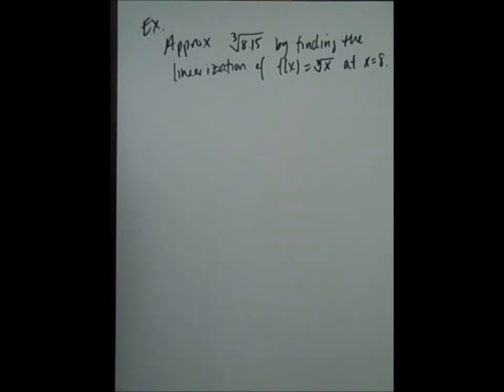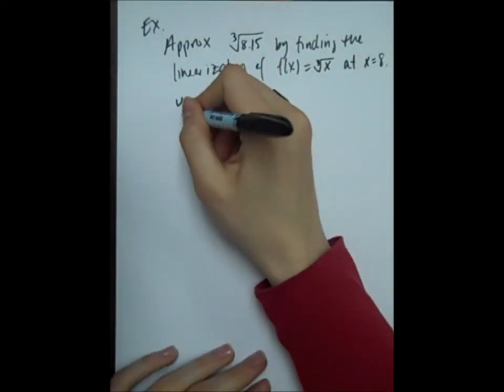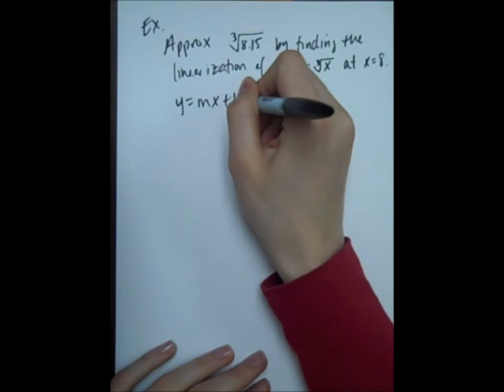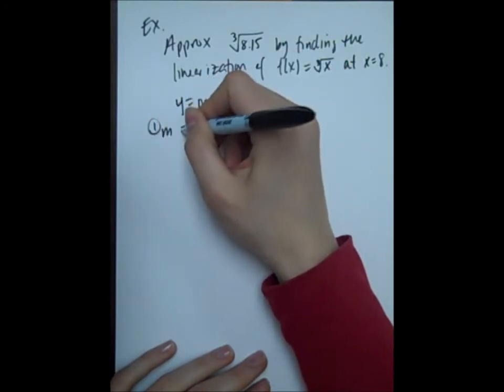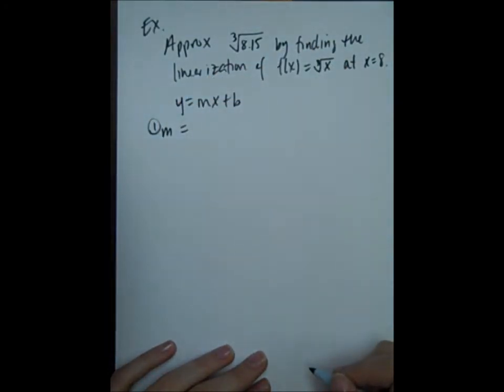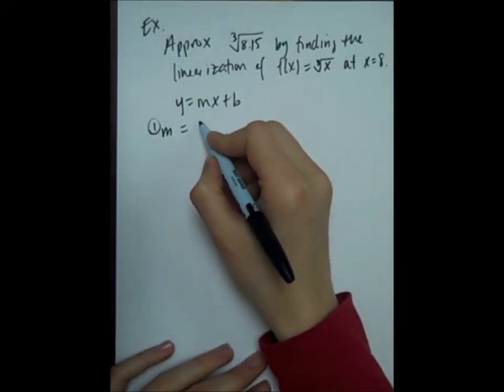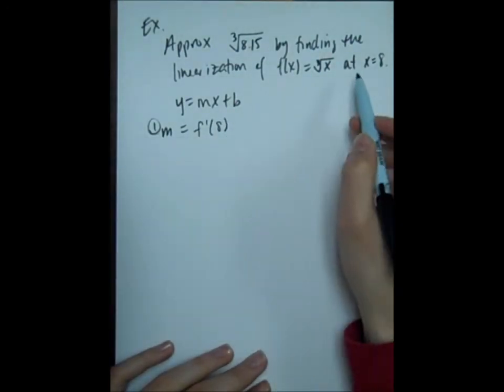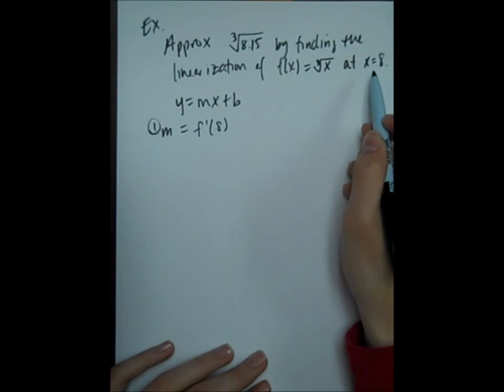Now this is the second type of problem we're talking about. Here we're trying to approximate a function value. So to approximate the function value, the first thing we're going to do is find the equation of the tangent line, then plug in the point that I want. So I need to find the tangent line. Well, the answer is going to be y equals mx plus b. The first thing I'm going to do is find m. So m here is f prime of 8, and we're finding the tangent line at x equals 8.